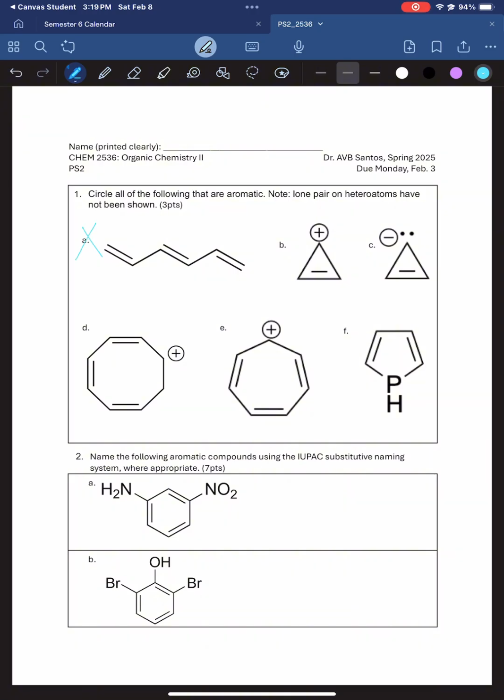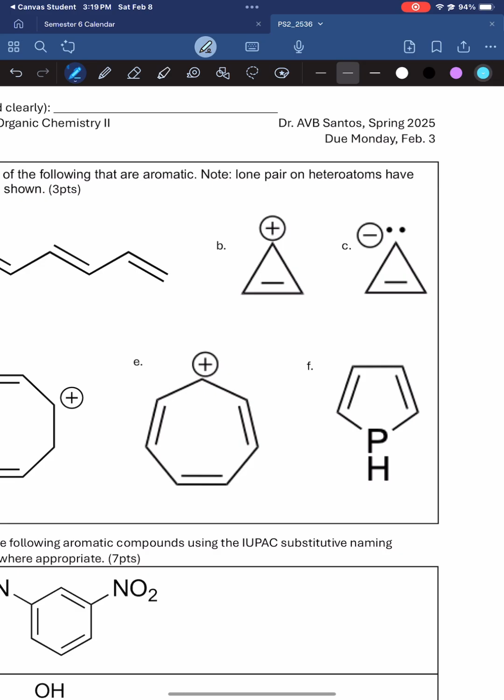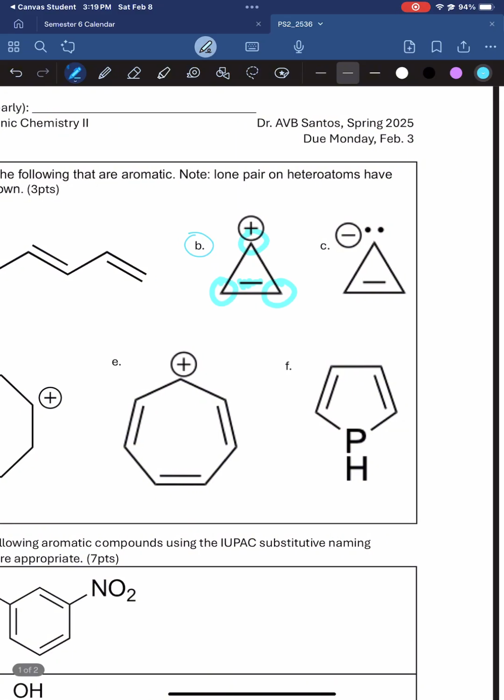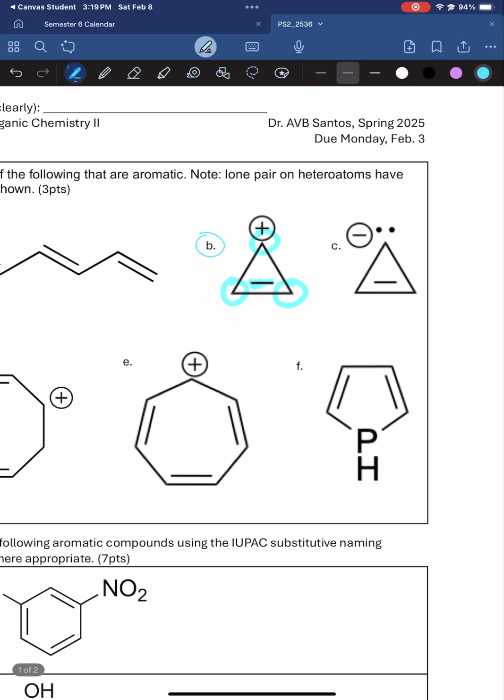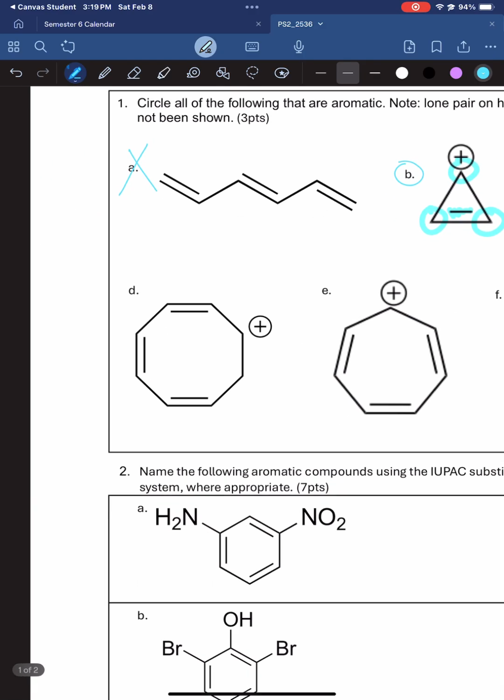Alright, let's go with answer choice B. We have a cyclic structure here, sp2 carbon here, sp2 carbon here, as well as an sp2 carbon here, and we have an odd number pair of electrons, which is just 1, so in this case it would be aromatic. Let's look at choice C. It's the exact same thing as choice B, but with an extra pair of lone pairs here, which makes it an even number of lone pairs, which would make this anti-aromatic. We can rule out C.